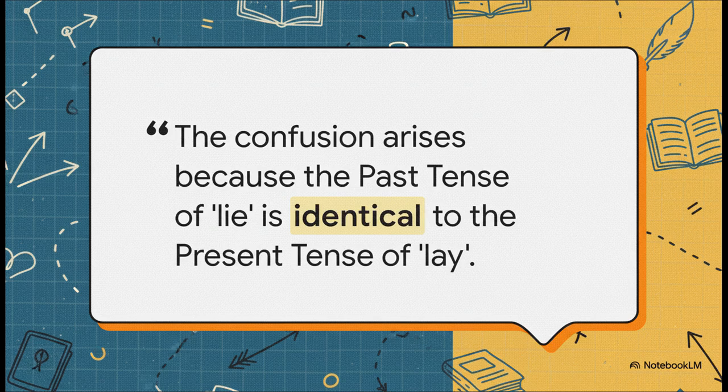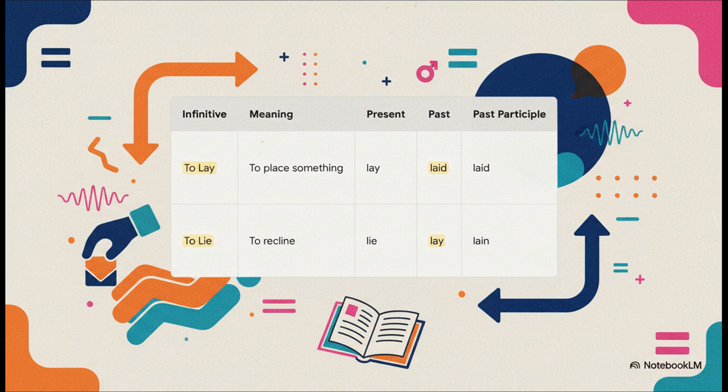So if it's that simple, why on earth does everyone get this wrong? Well, the source material points out that it's basically a perfect crime. It's a classic case of mistaken identity. The past tense of to lie, as in reclining, is the exact same word as the present tense of to lay. And right here, you can see the trap in plain sight. Take a look at the past tense of to lie. It's lay. So when you say, yesterday I lay down for a nap, you're totally correct. But it looks and sounds exactly like the verb you use to lay a book on the table. It's no wonder we all get them mixed up.